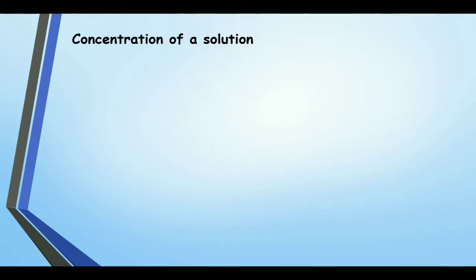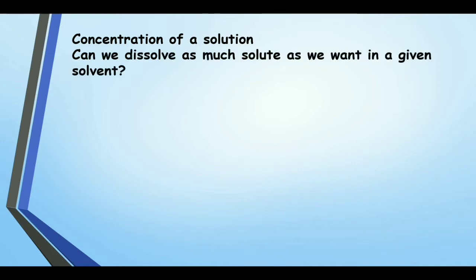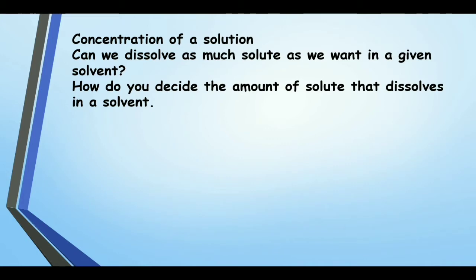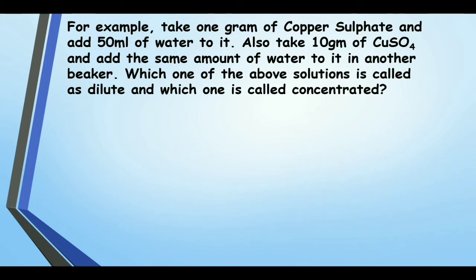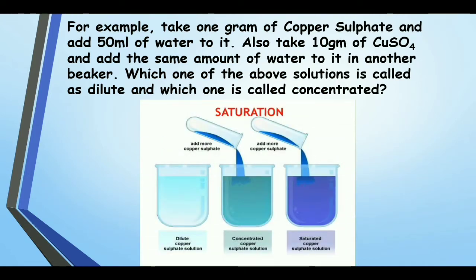Now, for this you need to know about the concentration of a solution. Can we dissolve as much solute as we want in a given solvent? No. How do you decide the amount of solute that dissolves in a solvent? The amount of solute present in a saturated solution at a certain temperature is called its solubility at that temperature. For example, take 1 gram of copper sulfate and add 50 ml of water to it.